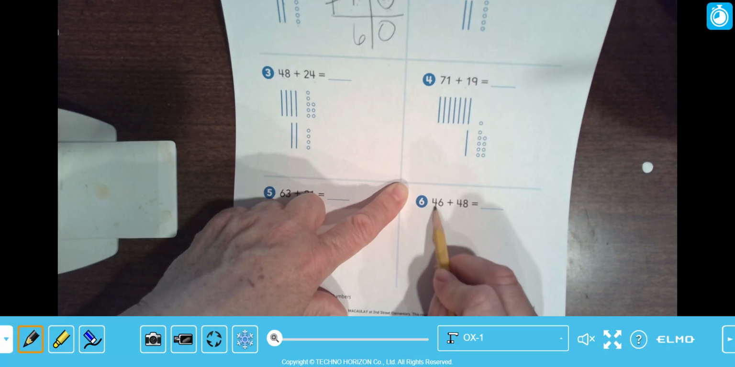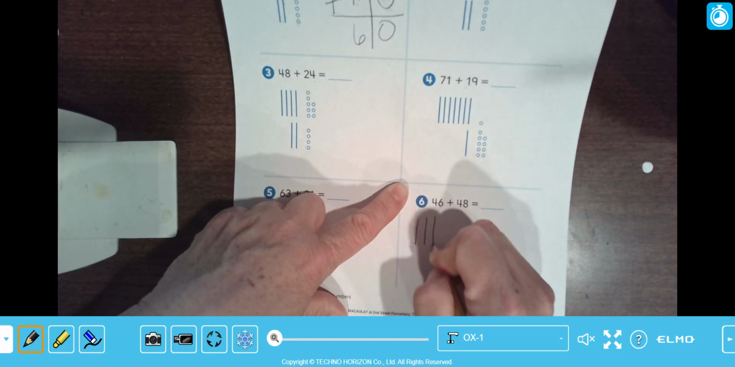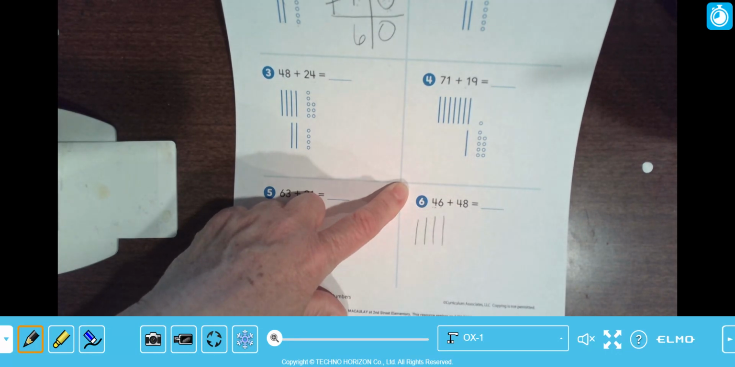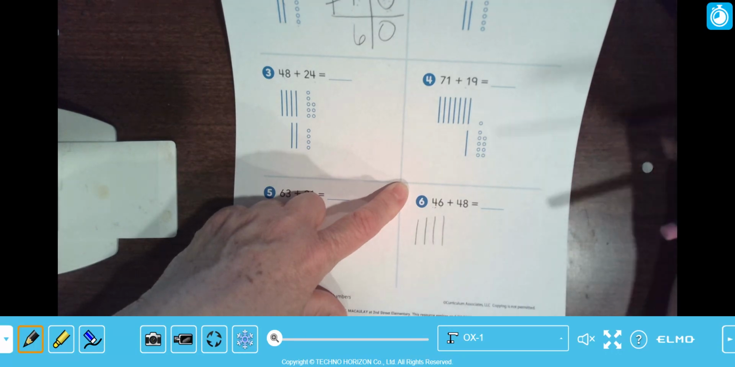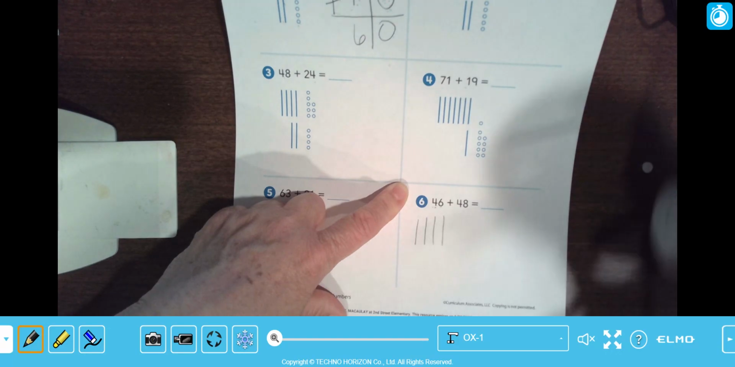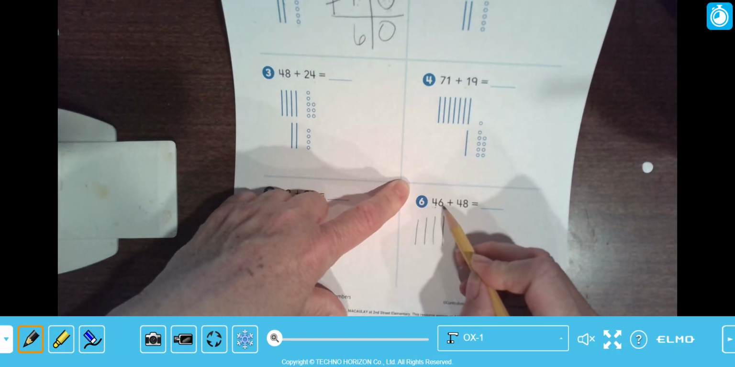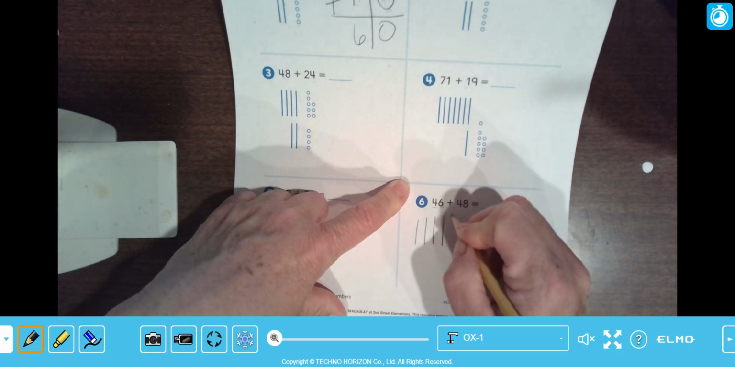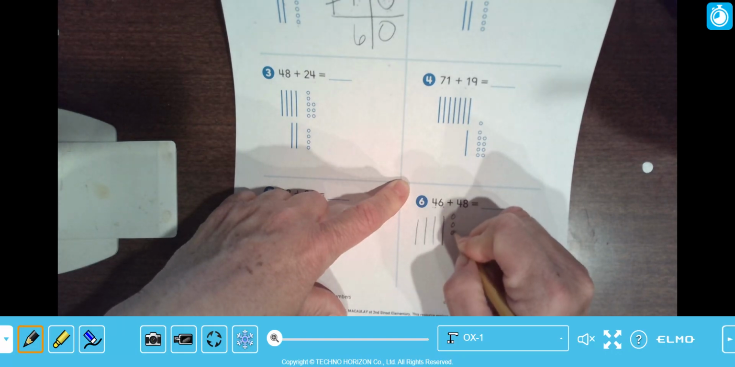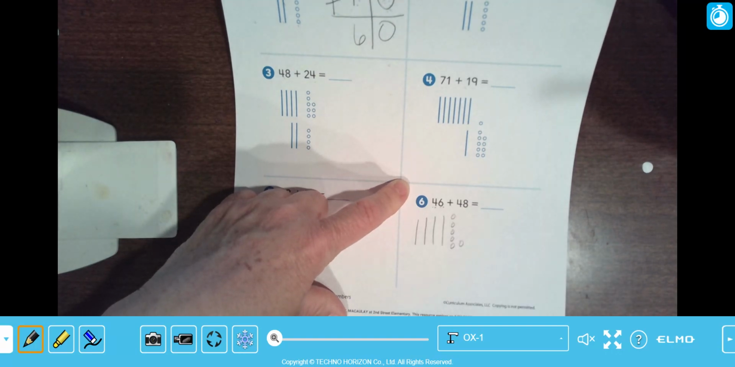So let's draw the 4 10s first. 10, 20, 30, 40. There I go. Go ahead and draw your 4 10s. Okay, now let's draw the 6 1s now. 6 1s. 1, 2, 3, 4, 5, 6. Go ahead and draw your 6 1s.